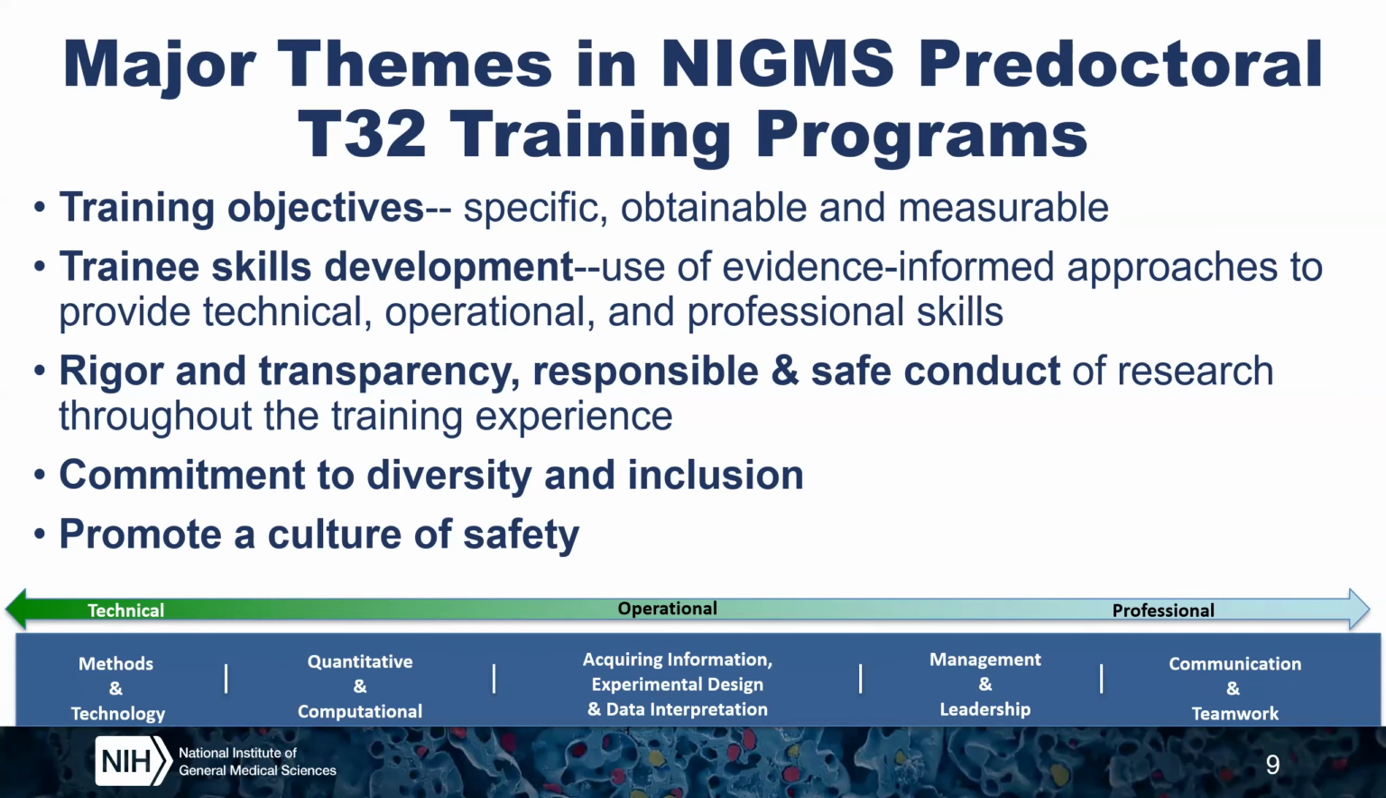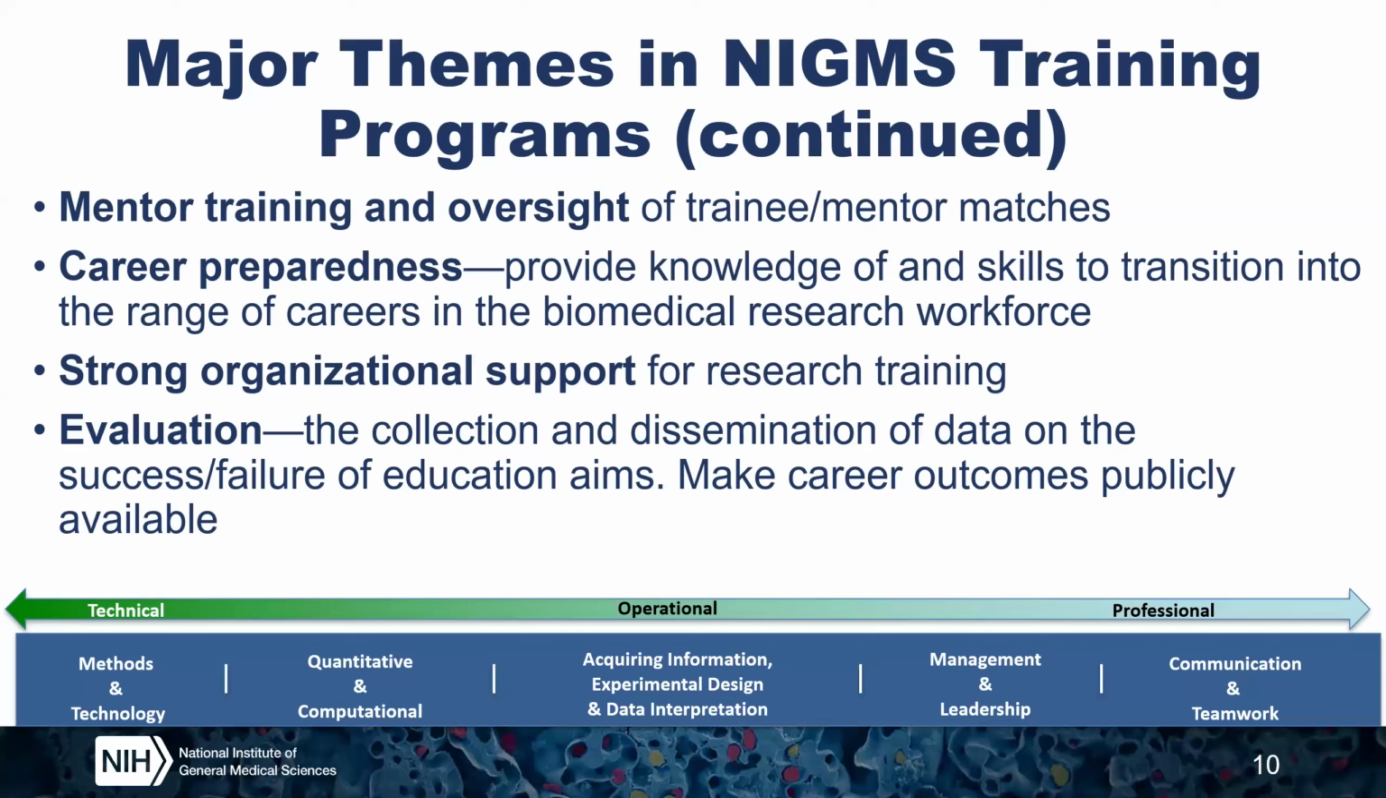Next, there is to be mentor training and oversight of the trainees and mentor matches. There needs to be career preparedness. That is, trainees are to be provided the knowledge of and the skills to transition into a range of careers in the biomedical research workforce. There's to be strong organizational support for research training, and there's to be an evaluation, that is the collection and dissemination of data on the successes or failures of education aims. The data, in terms of the career outcomes, are to be made publicly available.